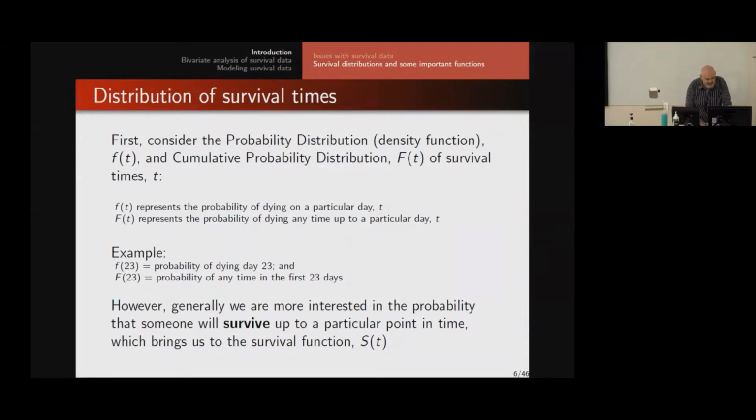Okay, so f(t) represents the probability of dying on a particular day, for example, day 23. Now remember, you can only die on day 23 if you were alive on day 22. This does not take this into account. However, when we consider the cumulative distribution, which represents the probability of dying any time up to a particular day, T, that does actually take that into account.